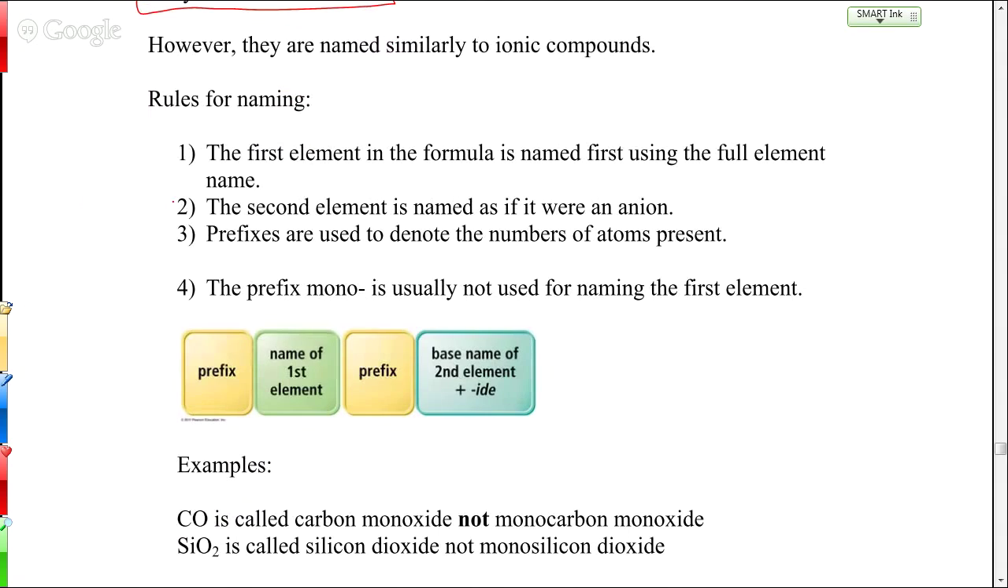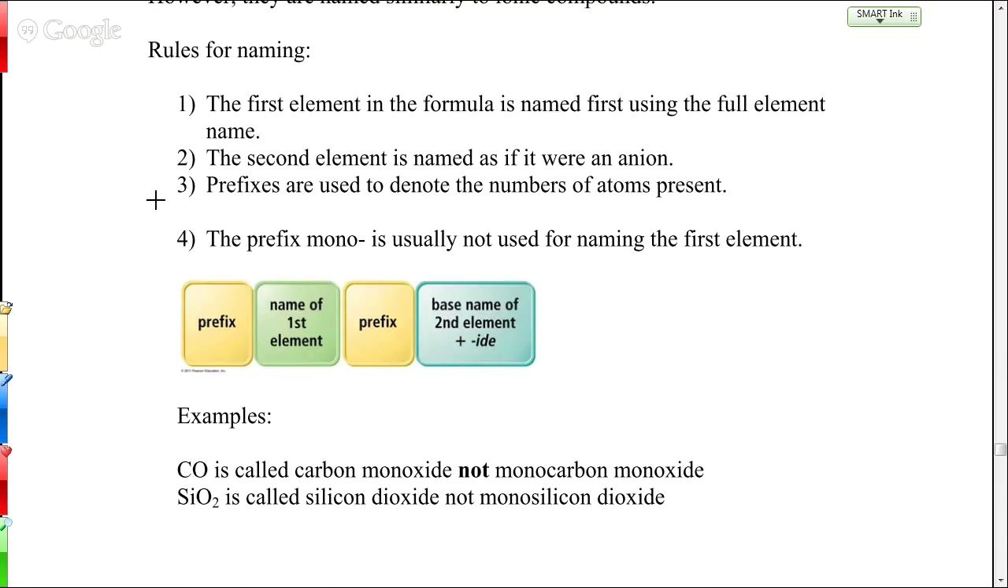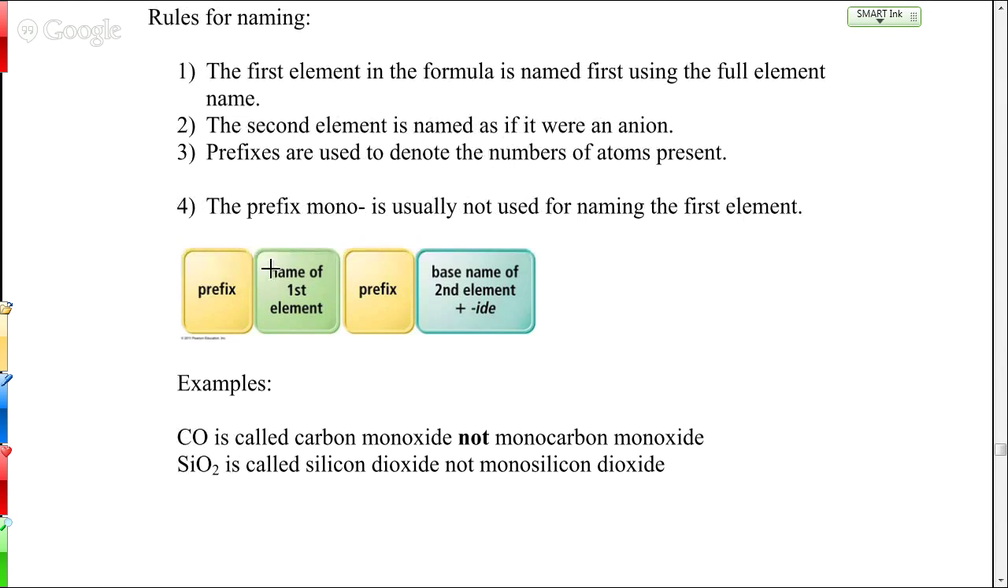And for whatever reason, these are the names that everybody likes the most. Because when I grade these and they're wrong, a lot of times it's because somebody tried to name some other stuff using these rules. I don't know why everybody loves these rules so much, but this only applies to binary covalent compounds. You use the full element name for the first element. The second one is named as if it's an anion, even though it's not ionic. And then you use different prefixes to note the number of atoms present. So you've got a prefix on the first element, then a prefix on the second one.